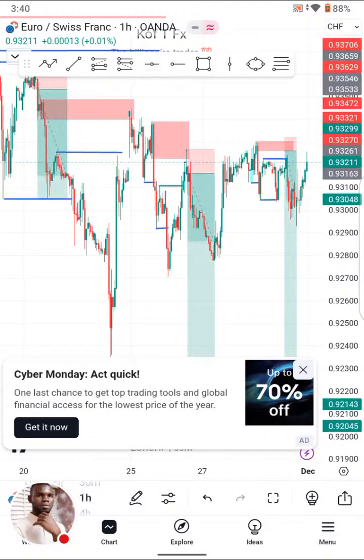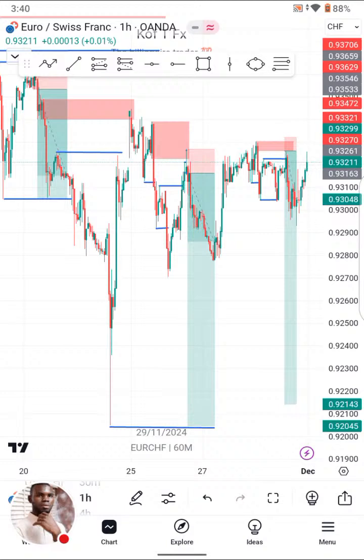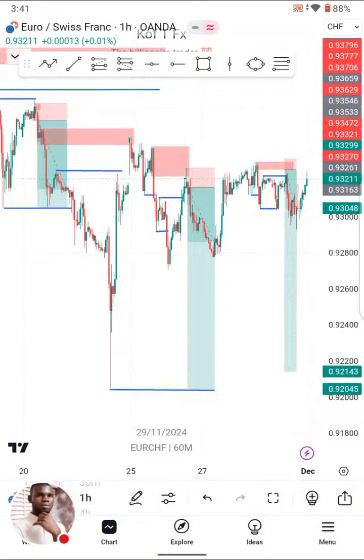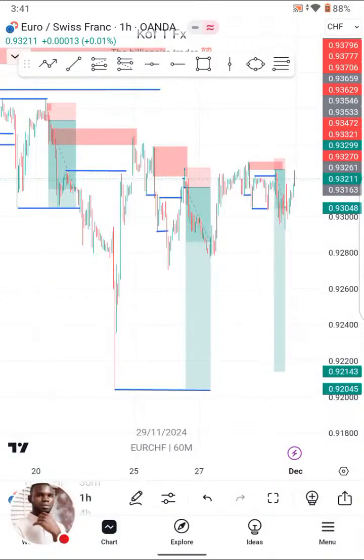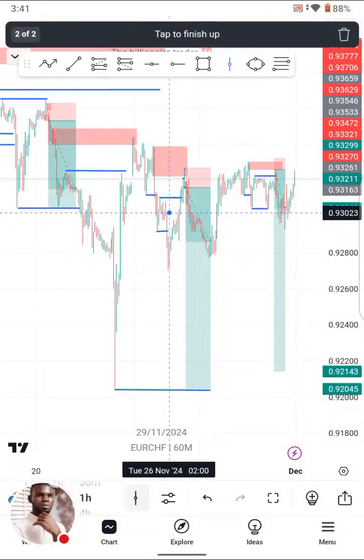Okay. Before I do that, I'm going to check through the trade I took last week. I'll do a review of the trade I took last week before I move on to the one I took on the margin account.